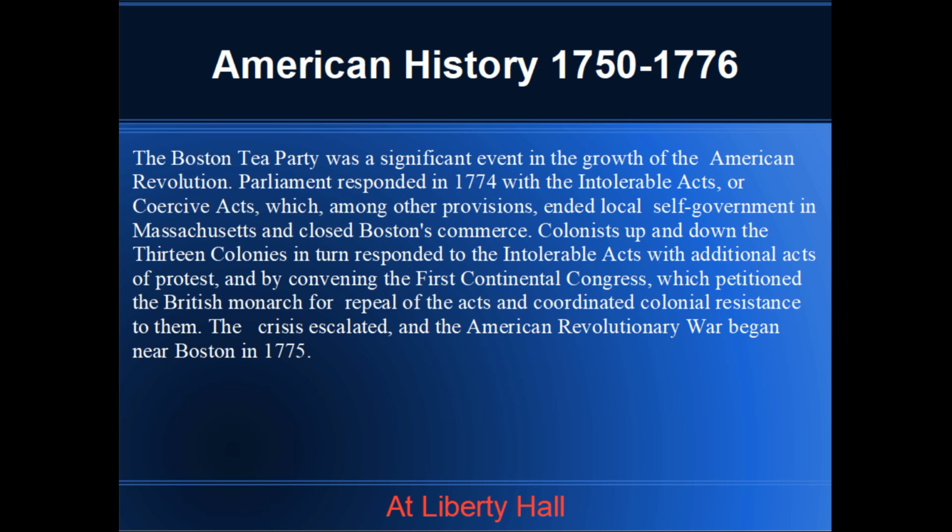Parliament responded in 1774 with the Intolerable Acts, or Coercive Acts, which, among other provisions, ended local self-government in Massachusetts and closed Boston's commerce. Colonists up and down the 13 colonies in turn responded to the Intolerable Acts with additional acts of protest, and by convening the First Continental Congress, which petitioned the British monarch for repeal of the acts and coordinated colonial resistance to them. The crisis escalated, and the American Revolutionary War began near Boston in 1775.